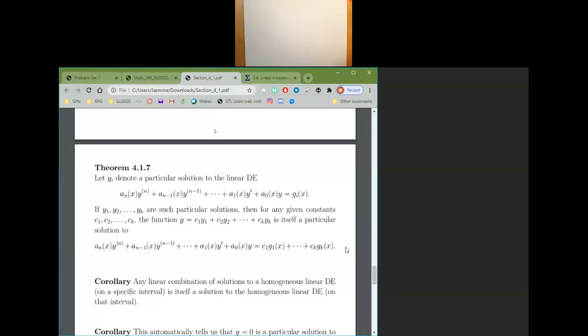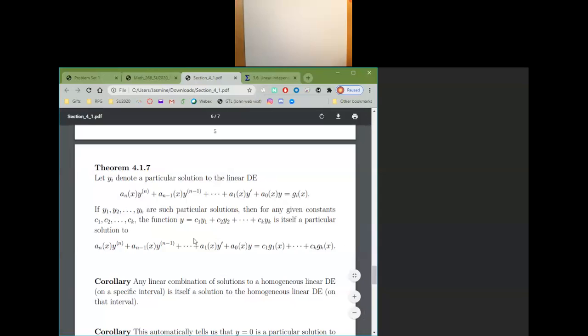I'm going to take a breath and I'm going to say that again. If you have k particular solutions corresponding to k different non-homogeneous differential equations where the left-hand side matches, then a linear combination of them with any set of constants is itself a particular solution to this non-homogeneous differential equation with a corresponding linear combination of the g of x's.